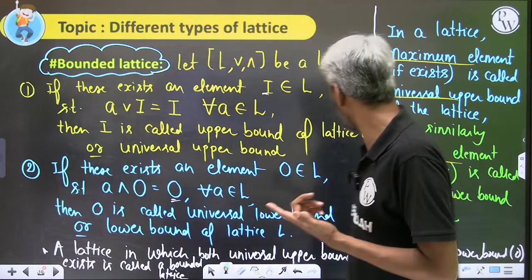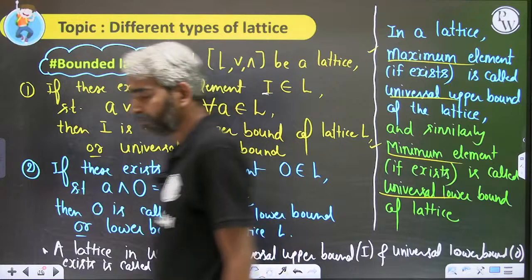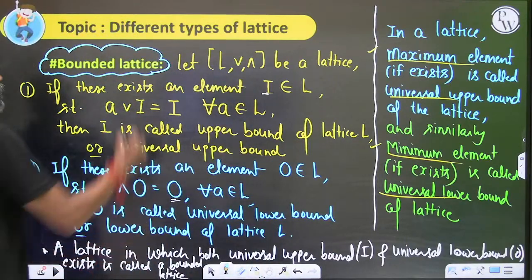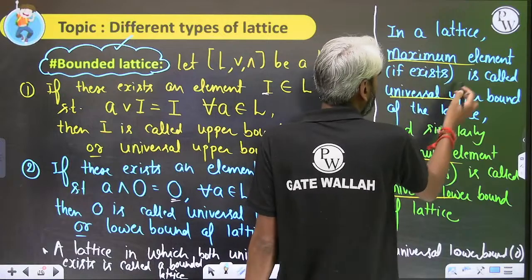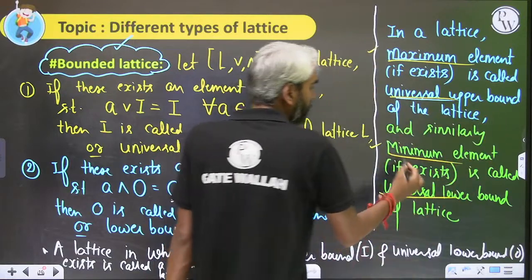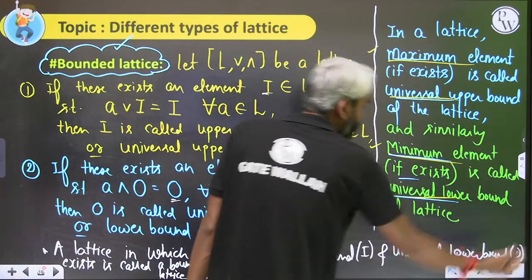I have already given the example, and I'll give you the intuition again. So what is our bounded lattice? Sir, in our bounded lattice, the maximum element, if it exists, will become the universal upper bound, and the minimum element, if it exists, will become the universal lower bound.